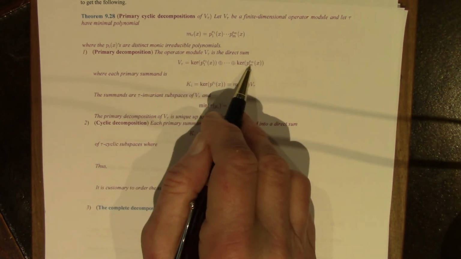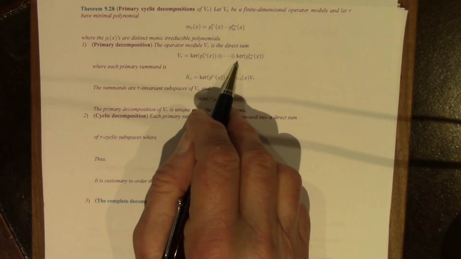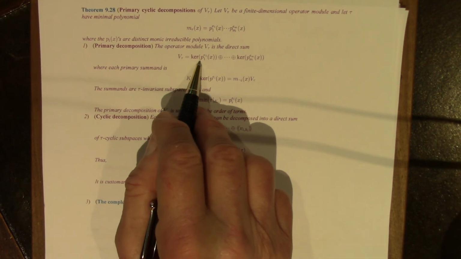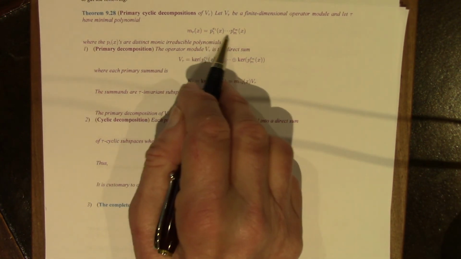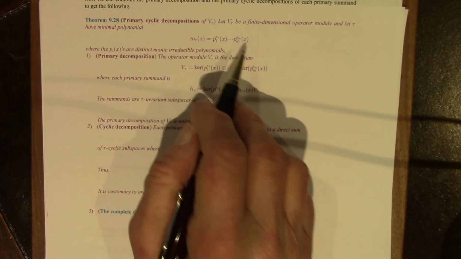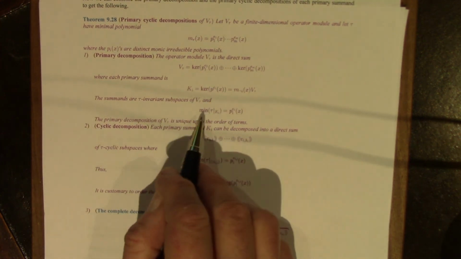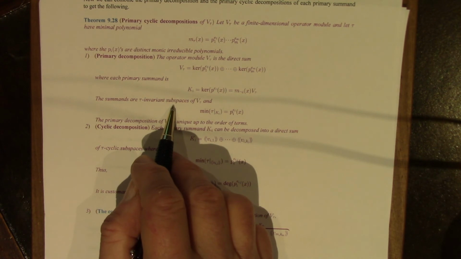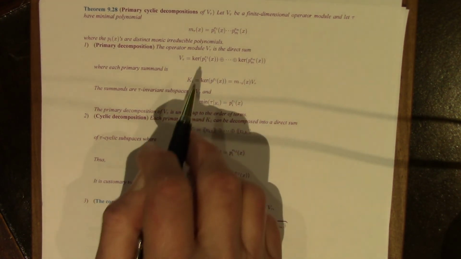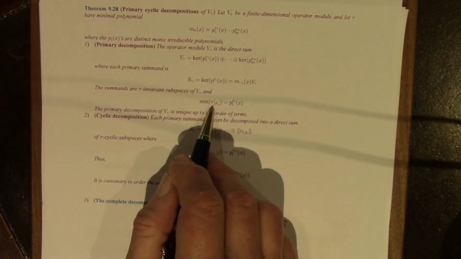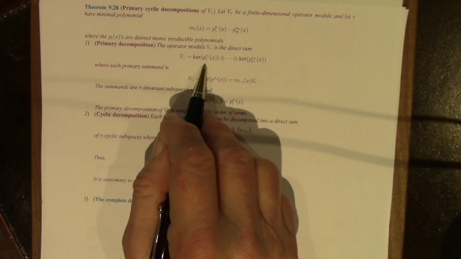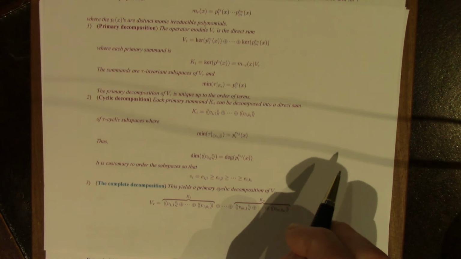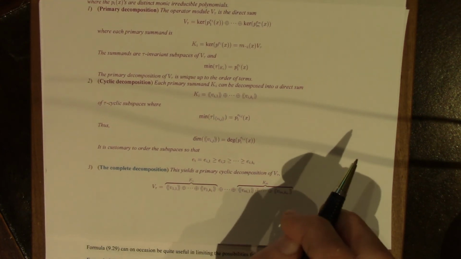Here is the primary decomposition that we've worked with before. The summands are the kernels of the individual prime powers. And the summands are tau invariant, so they're submodules. So we have a reduction of tau. And the minimal polynomials are precisely these prime powers. That is all old news.